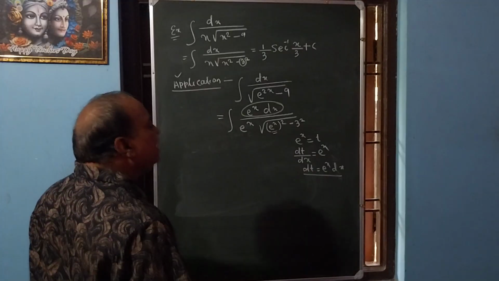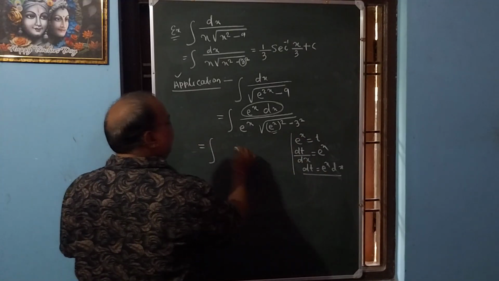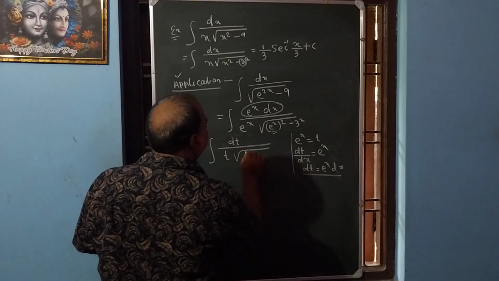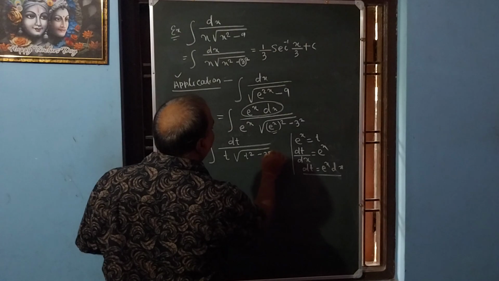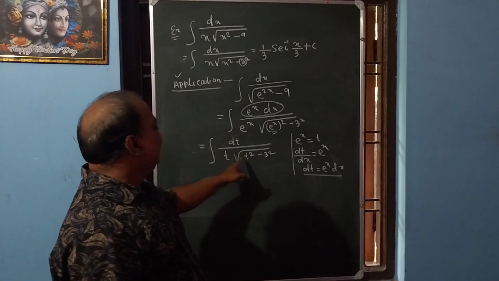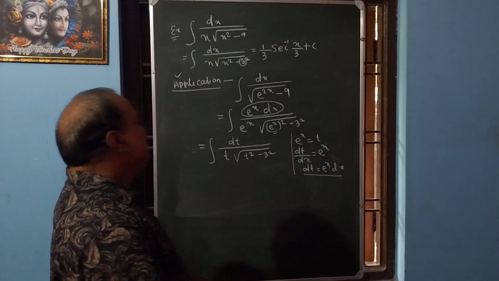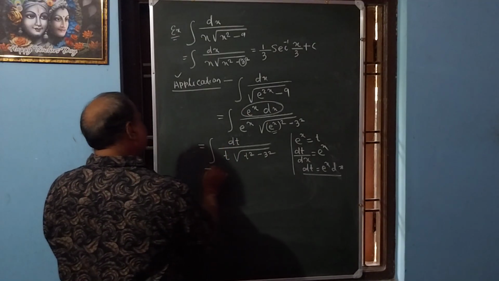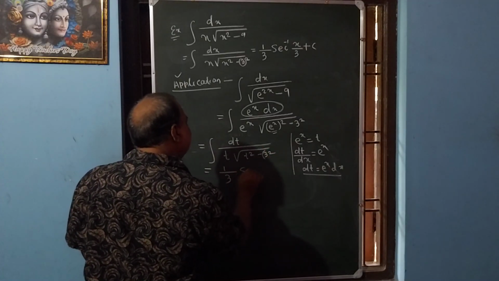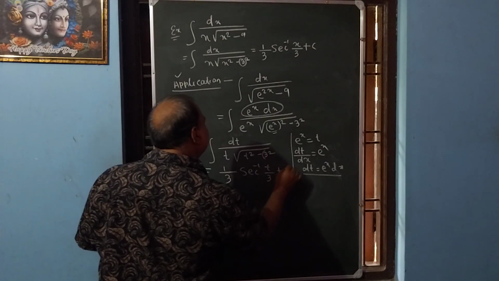So the above integral becomes dt upon t root over t square minus 3 square. Now you have to apply the formula dx upon x root over x square minus a square. But here it is t. So the formula gives 1 by a, which is 3 here, so 1 by 3 sec inverse t by 3 plus c.